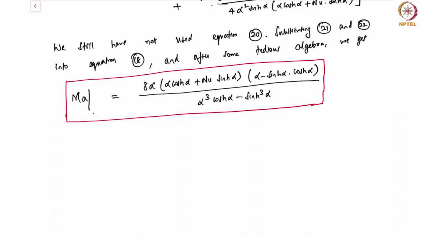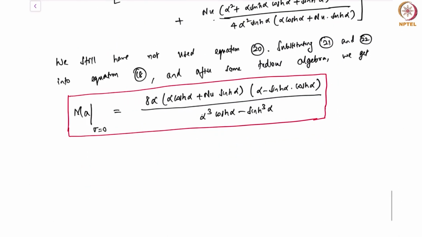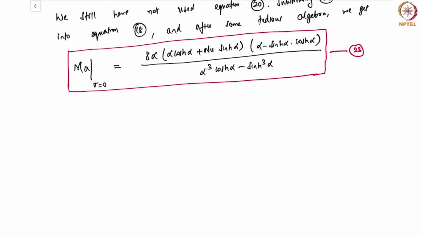Just remember, this is with the assumption that on the neutral curve the principle of exchange of stability is valid, which means that on the neutral curve we don't have any growing or decaying solutions, but we are also not having any oscillatory solutions. So this is equation 23. What we have managed to do is to come up with a relationship between the Marangoni number, and on the right hand side we have Nusselt number and alpha.